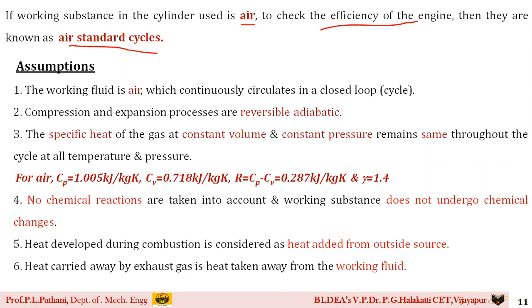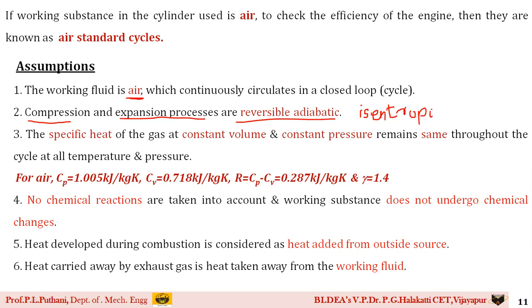Before we study the analysis of the Otto cycle, diesel cycle and dual cycle, we need to make some assumptions. What are the assumptions? The first assumption: the working fluid we are considering is air, and this air is circulating in a closed thermodynamic system to form a closed loop cycle. Then during this circulation, whatever compression and expansion processes come are reversibly adiabatic in nature, or as we also call them, isentropic processes. So the second assumption clearly states that all the compression and expansion processes are to be reversibly adiabatic in nature.